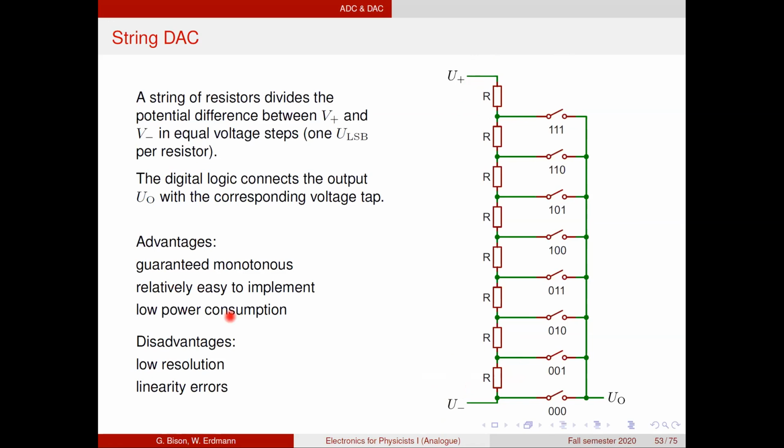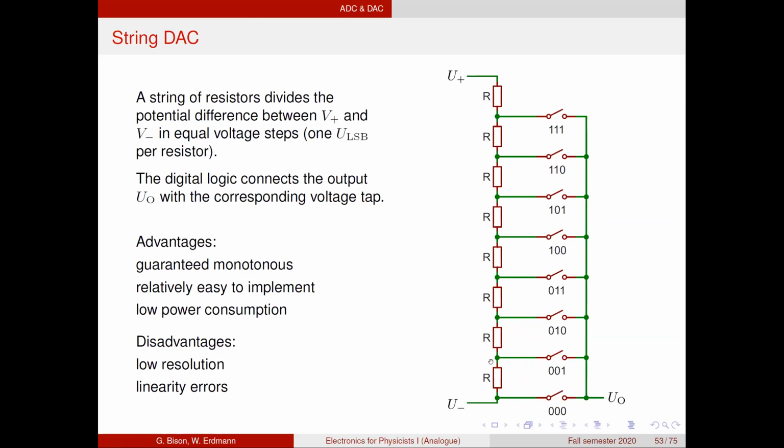Okay, a particularity of the string DAC is that it's guaranteed monotonous, which means that if we switch to 1 level higher, we are guaranteed to get a voltage increase, because we divide this voltage in 1 go, and every resistor has a voltage gap. This is an advantage in some applications.